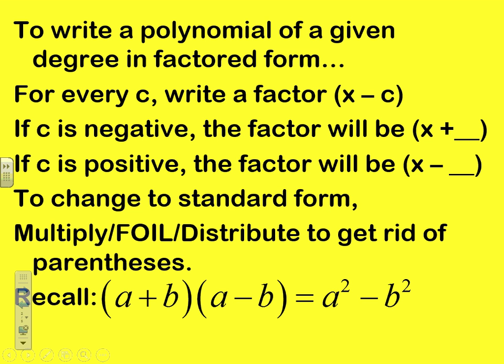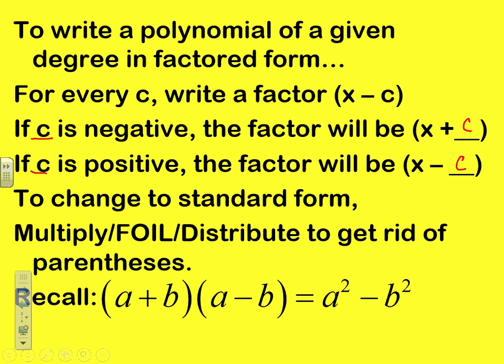So if your 0, your solution, is a negative number, then when we write the factor of it, we just change the sign to make it positive. If the root or the solution or the 0 is a positive value, then when we write its factor, it would also change signs and be a negative.